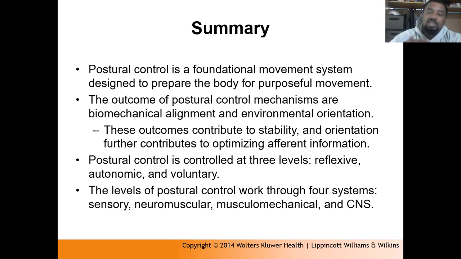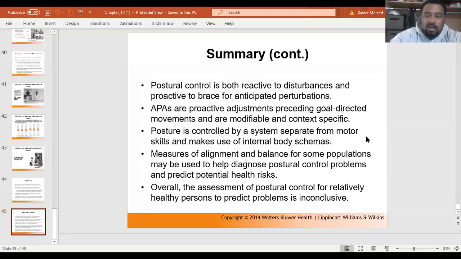Remember, reflexive is reacting to things only. Automatic is learned behaviors that we already have, and that our body is already accustomed to. And voluntary is you telling yourself that you need to tighten or be elastic, or you telling yourself that your posture control needs to change to complete the task at hand. Levels of postural control work through 4 systems. We talked about this: sensory, neuromuscular, muscular, mechanical, and central nervous system. Remember, the central nervous system is involved in each and every one of those; it controls everything. It's just another summary, and that's it, y'all.